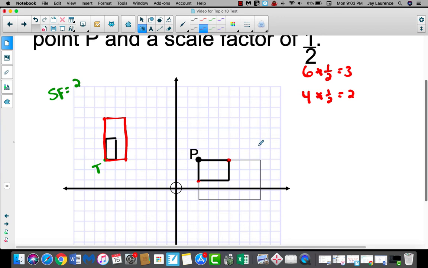Oh, excuse me, I'm so sorry. And so I multiply 6 times 1/2 and I got 3. And the vertical side was 4 units long. 4 times 1/2 is 2.